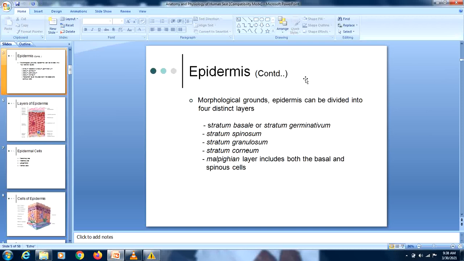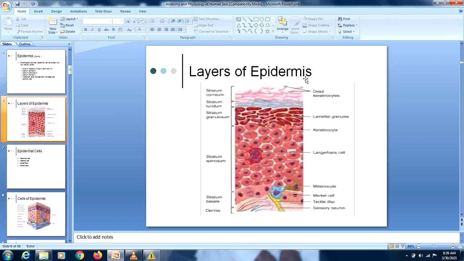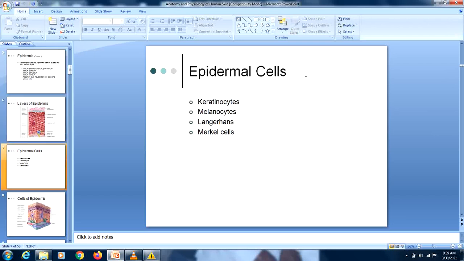Now, regarding the layers of epidermis morphologically, from down upwards: stratum basale or stratum germinativum, stratum spinosum, granulosum, corneum, and the Malpighian layer includes both the basal and the spinous layer. Now, this picture again shows the layers of epidermis. Sorry, it's not that much clear, but the topmost layer is the stratum corneum, then stratum lucidum, which is only present on the palms and soles, then stratum granulosum, then stratum spinosum, stratum basale, and beneath that is the dermis.